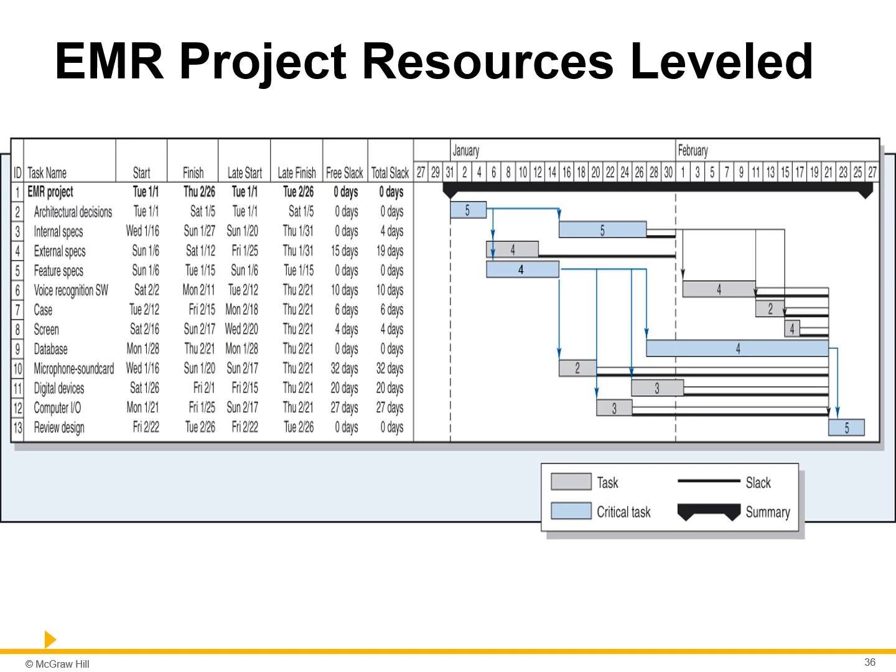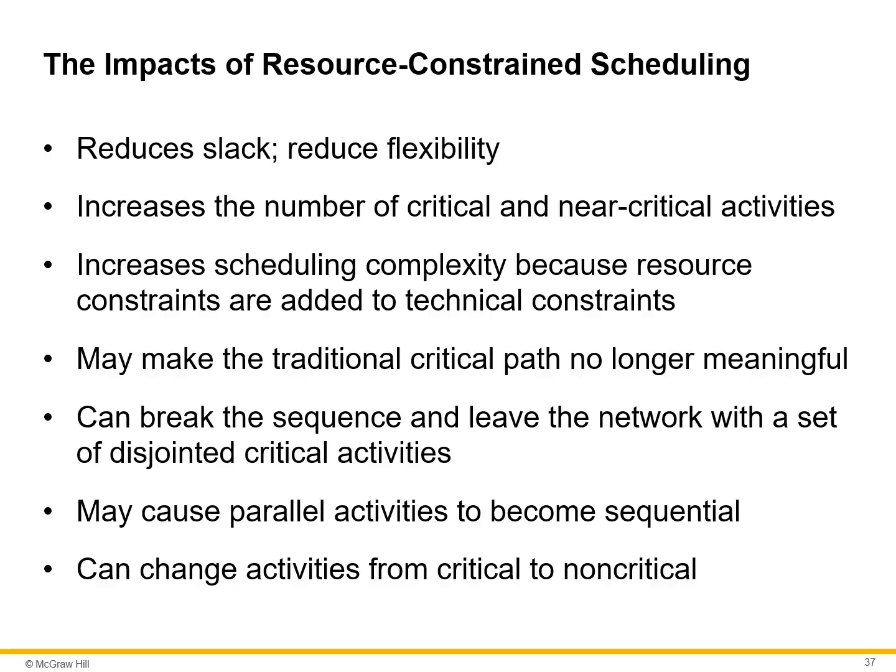Notice that the original critical path no longer applies because of the resource dependency created by having only 8 design engineers. Like leveling schedules, the limited resource schedule usually reduces slack flexibility by using slack to ensure delay is minimized, and increases the number of critical and near-critical activities. Scheduling complexity is increased because resource constraints are added to technical constraints. Start time may now have 2 constraints.